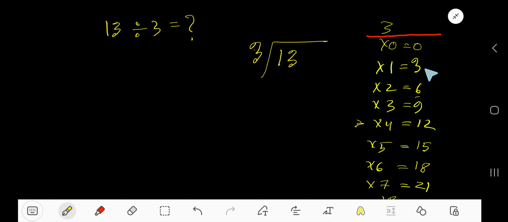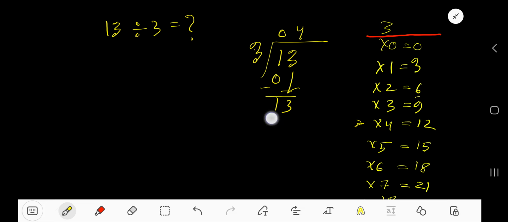15 plus 3 is 18. So 3 goes into 1 how many times? 0 times. 0 times 3 is 0. Subtract, 1. Bring down this 3. 3 goes into 13 how many times? Look, 5 times is 15, which is greater, so 4 times.